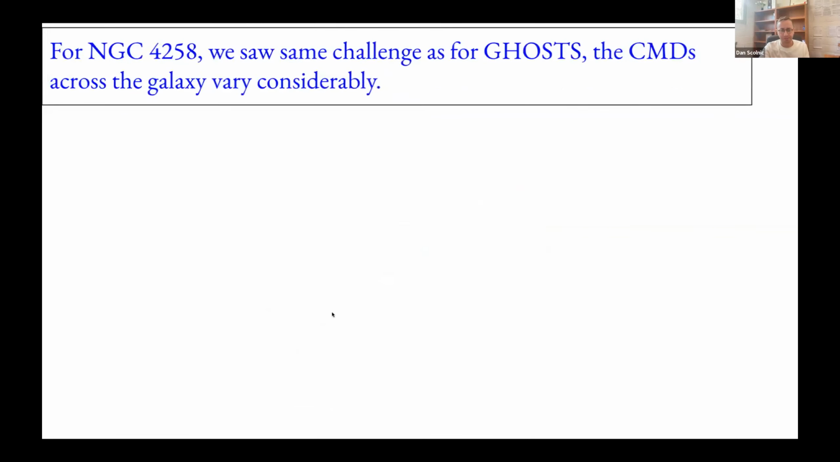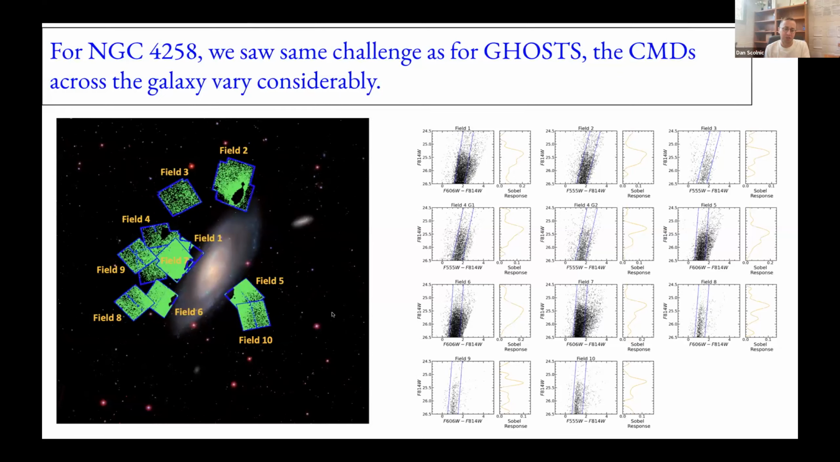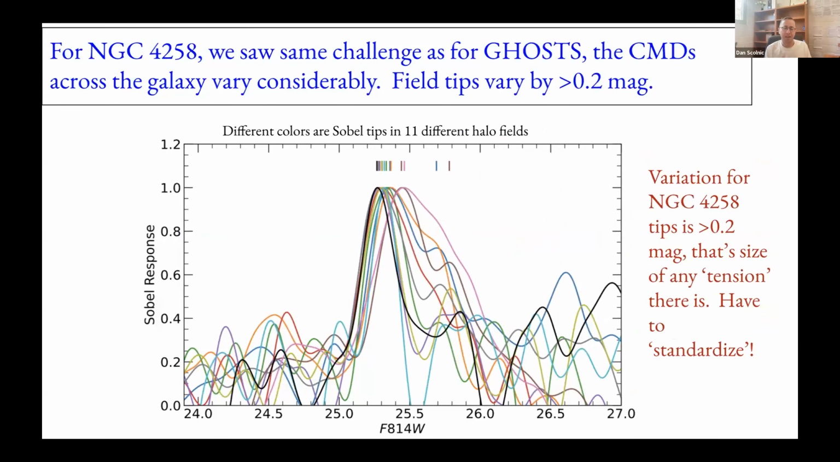So we just use the easiest anchor in this first rung. Now for NGC 4258, we can make the same type of field plot where you see the different fields, and you can see the same problem. This is just asking to be used with some algorithm, where you have all these different fields, and the properties of the color magnitude diagram all look a little bit different. There needs to be some way to standardize this. And this is what the Sobel response looks like for the different fields, and you can see there's a big range of the tip values.